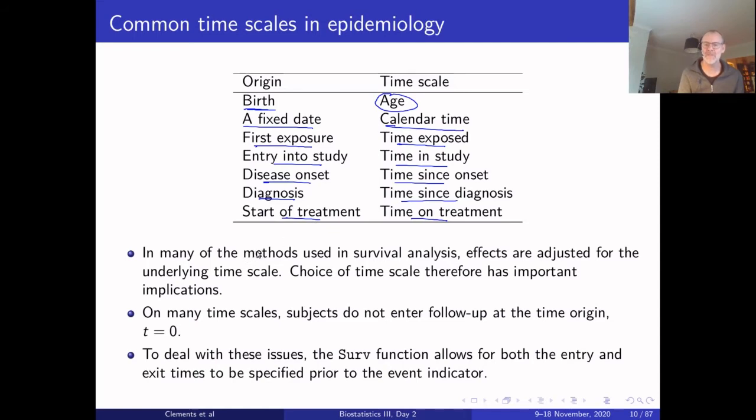In many of the methods used in survival analysis, effects are adjusted for the underlying timescale, and therefore the choice of timescale is extremely important. On many timescales, subjects do not necessarily enter follow-up at the time origin t equals 0. So t naught could be quite different from 0. To deal with those issues, the Surv function allows for both entry and exit times to be specified prior to the event indicator.